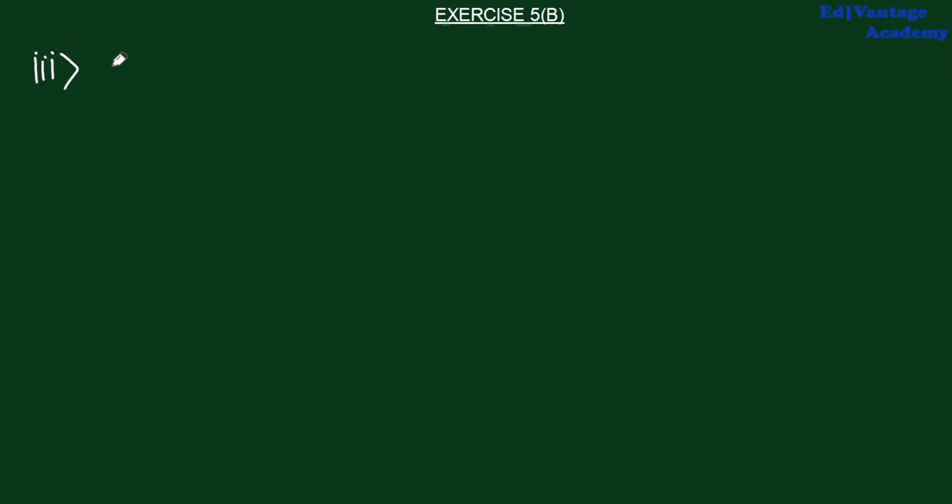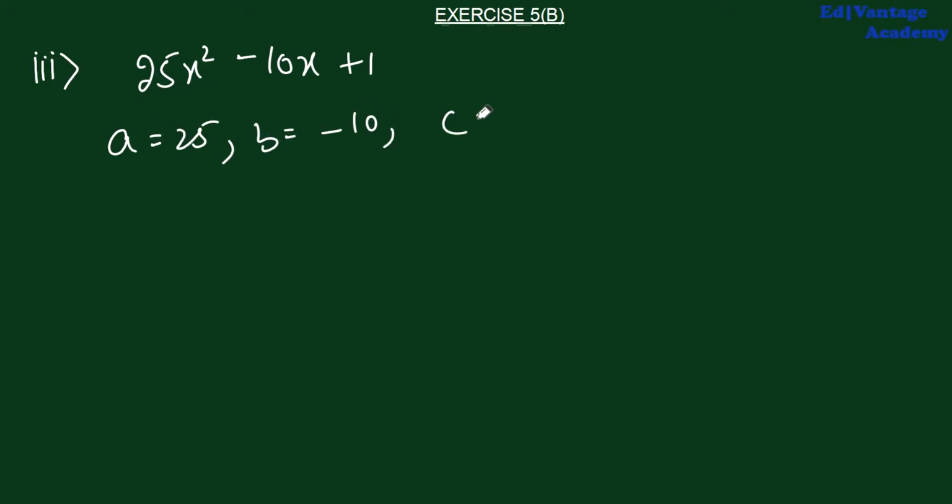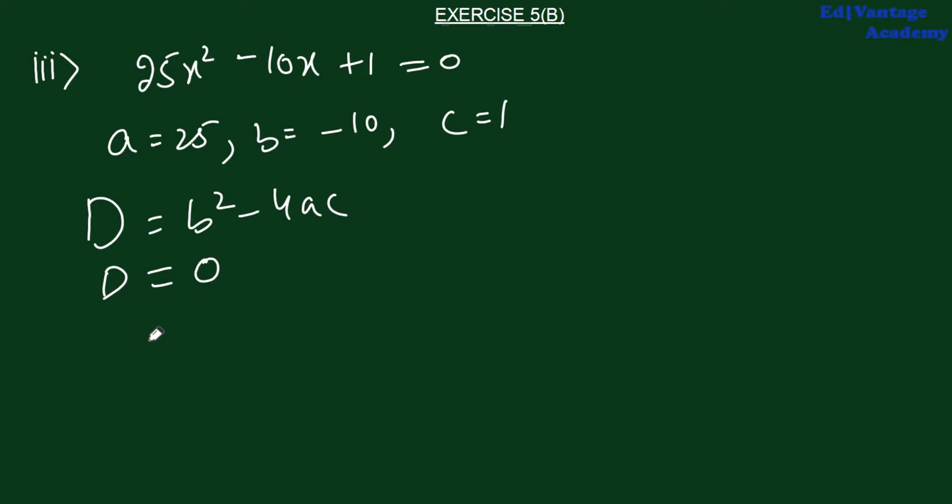If you see the third one is 25x square minus 10x plus 1, and here a is 25, b is minus 10, and c is 1. This is equal to 0, right? So discriminant D is equal to b square minus 4ac. After substituting the b value, a value and c value, you will get D is equal to 0. You can check it. So since D is equal to 0, what you will write? The given quadratic equation has real and equal roots.